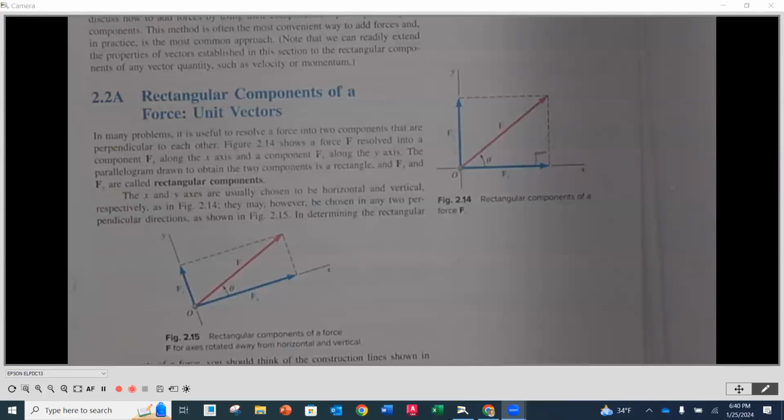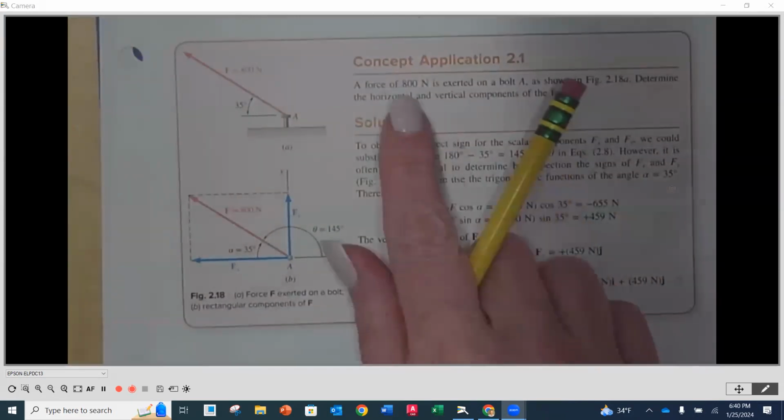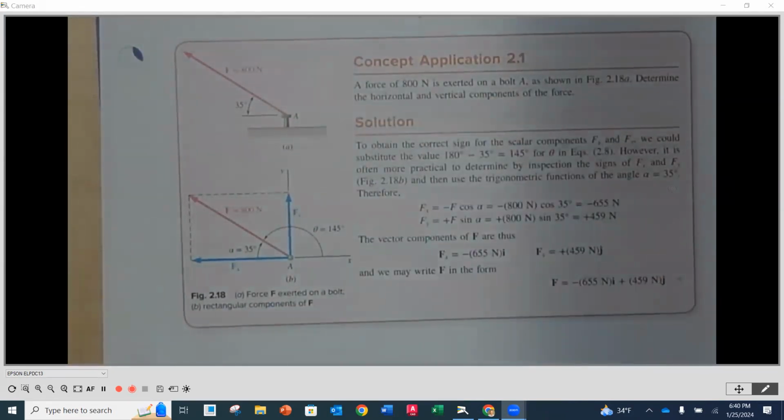Okay, so the first part here is really just reminding ourselves the process of breaking an individual force that does not lie on the X or Y axis into its X and Y components. Okay, so as I turn here, we are going to be using application or concept application here, 2.1.